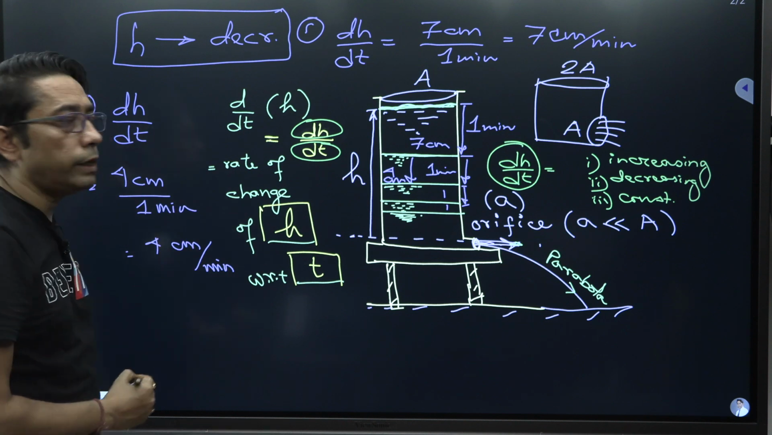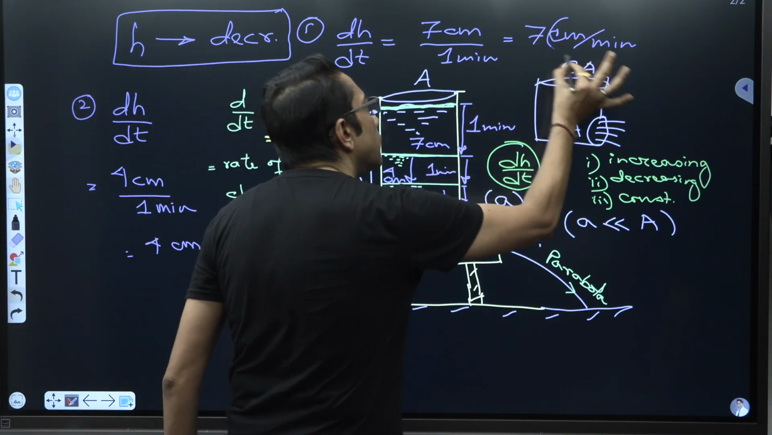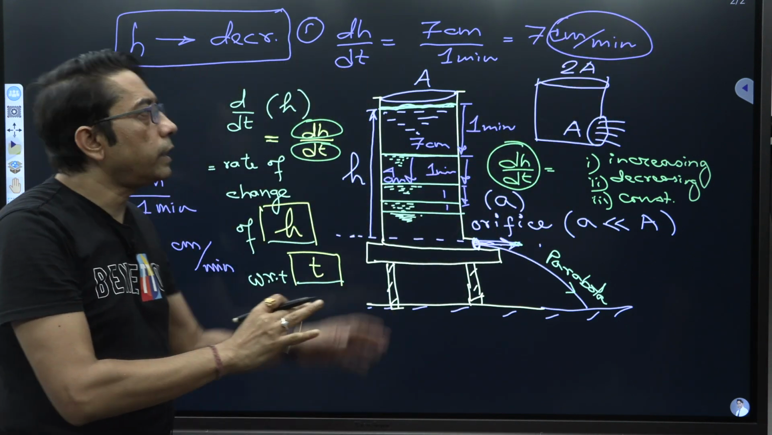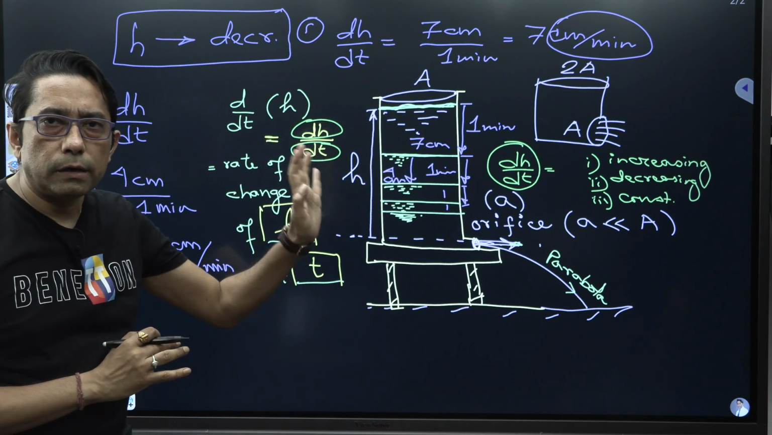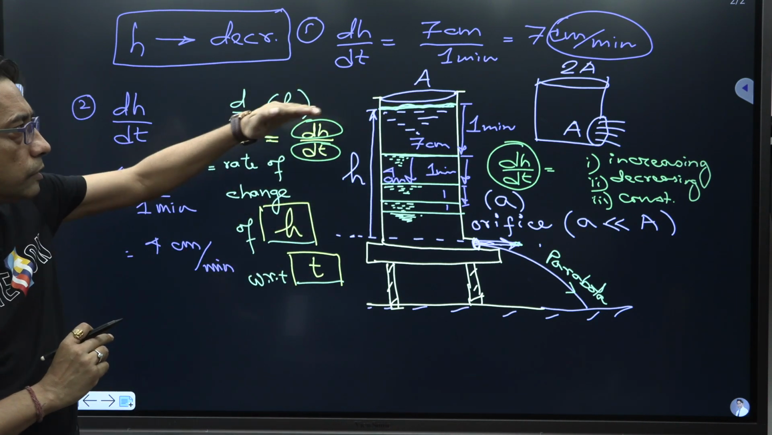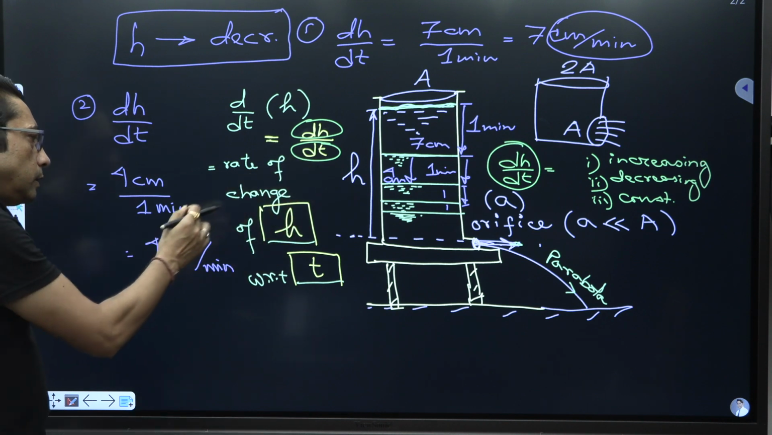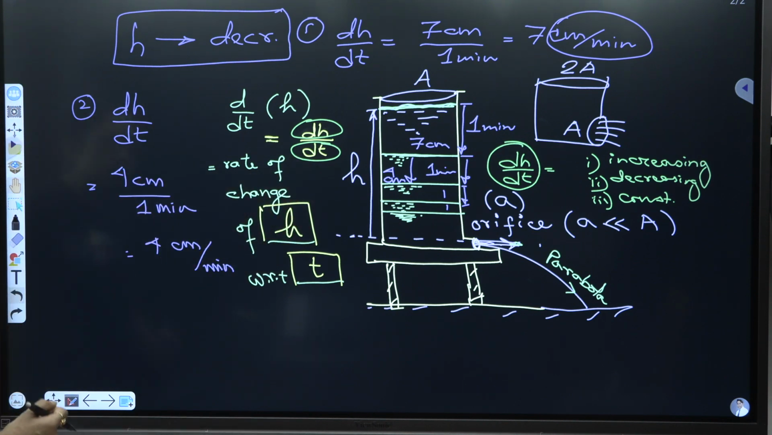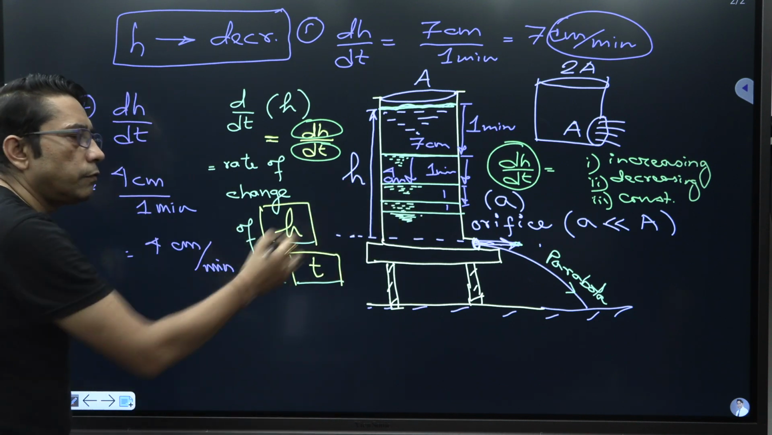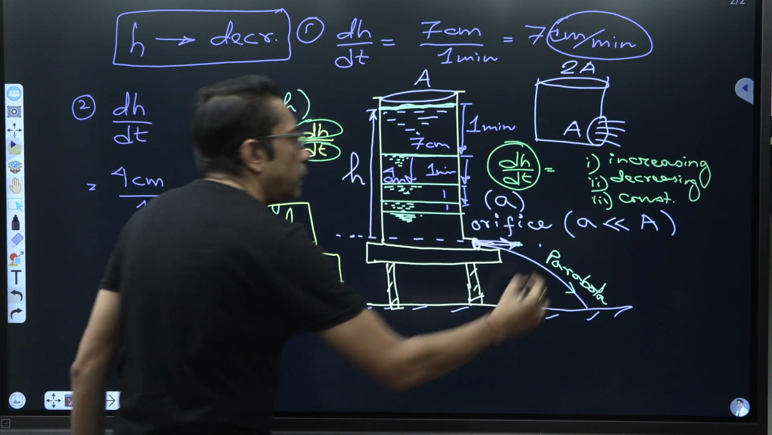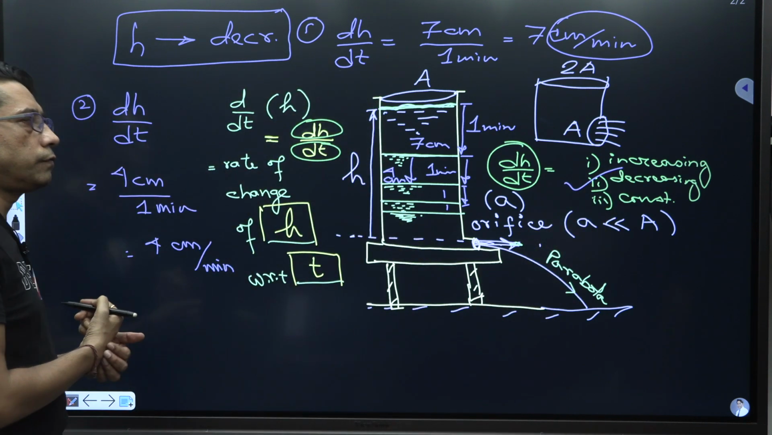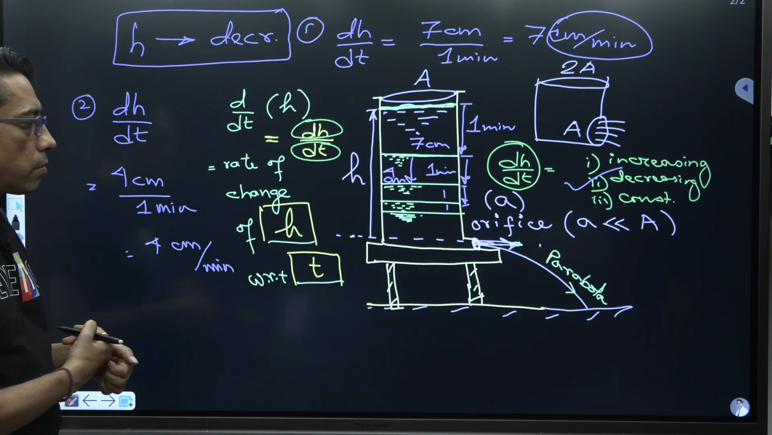Now seeing the unit helps us understand the thing easily. Okay, minute, centimeter per minute. I understand that, 7 centimeter per minute. But in the second calculation, we see the rate to be 4 centimeter per minute. That means the rate of change of height has a lesser value in the second case. That's why the rate of change of height is decreasing.